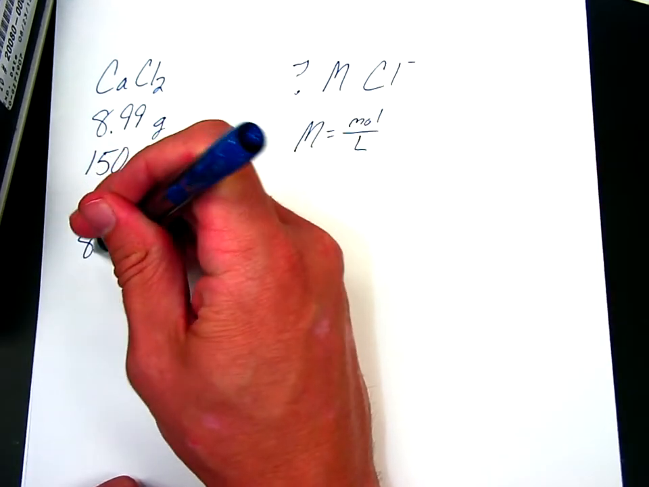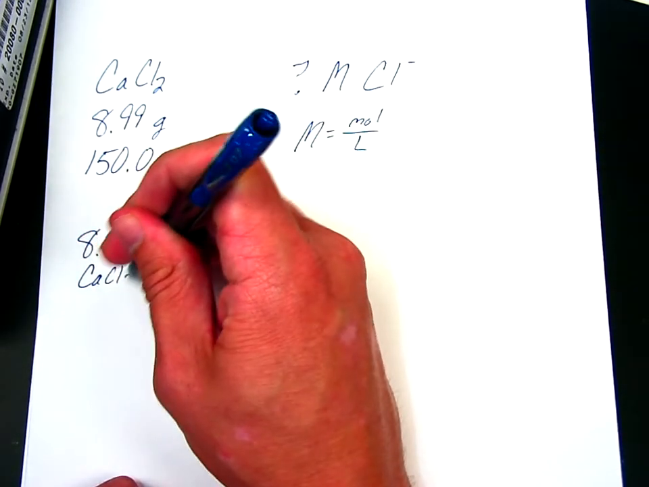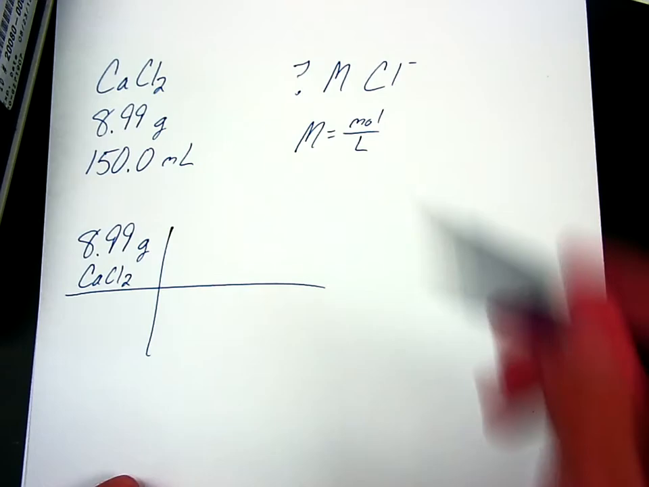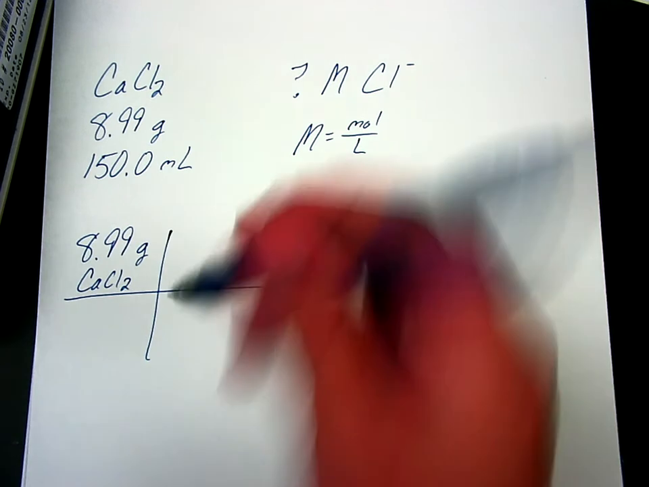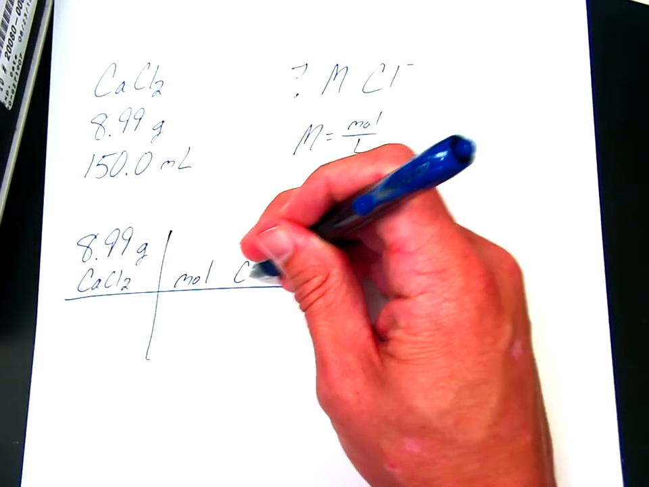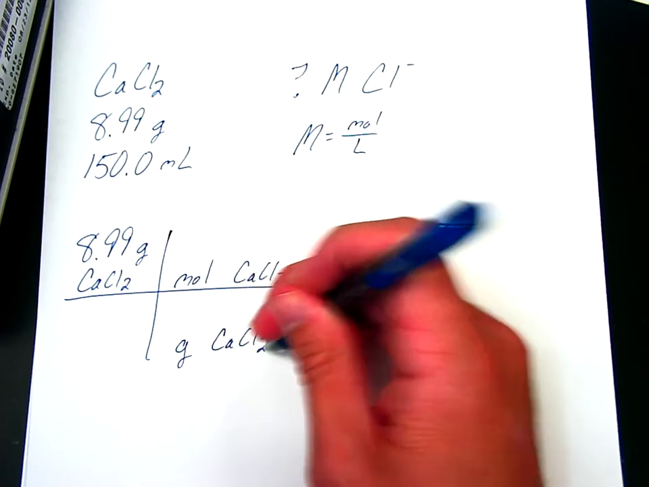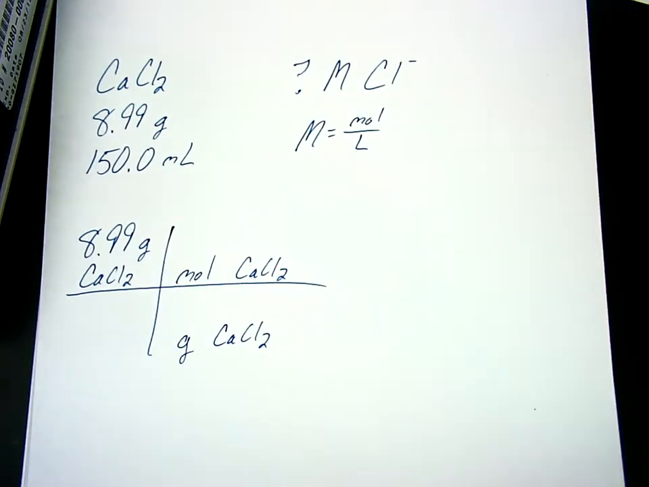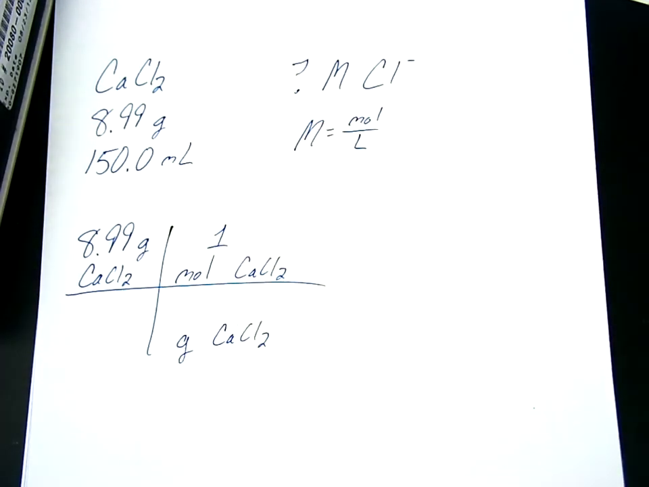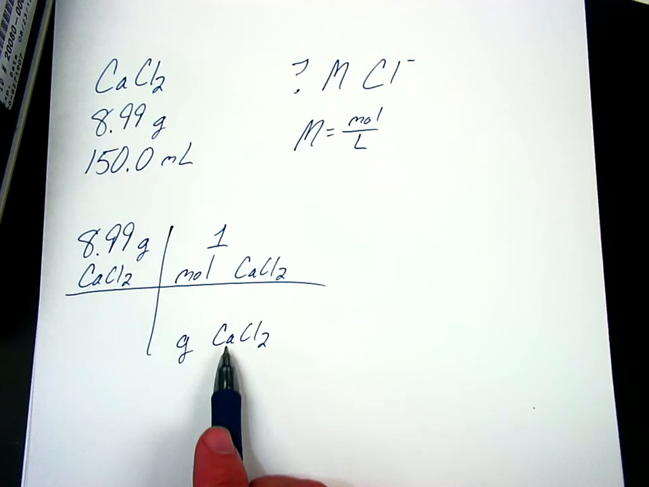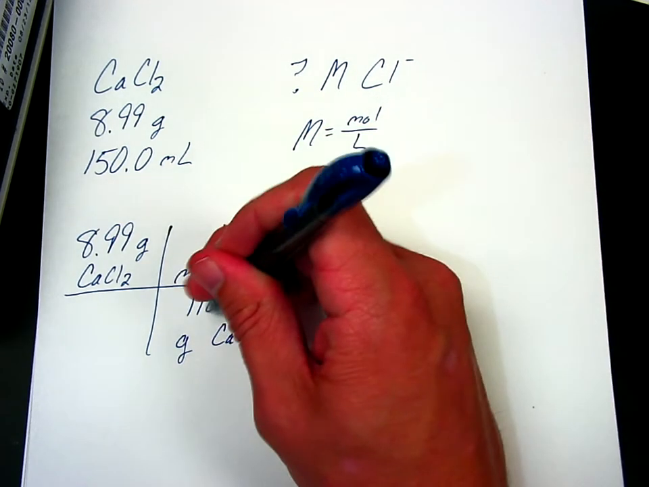So I'm going to go ahead and take 8.99 grams of calcium chloride, and we'll convert it to moles, so then we have something to work with. We're going to go from grams to moles of calcium chloride. Make the diagonals match. My conversion factor states that 1 mole is equal to periodic table grams. So we'll need to add up 1 calcium plus 2 chlorines on the periodic table. If you add it up, it's 110.98.